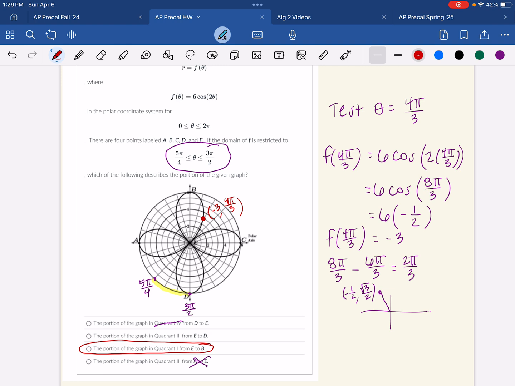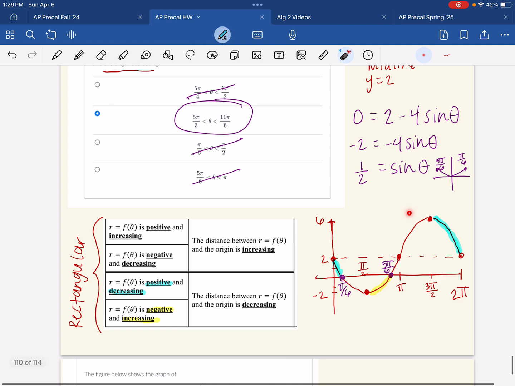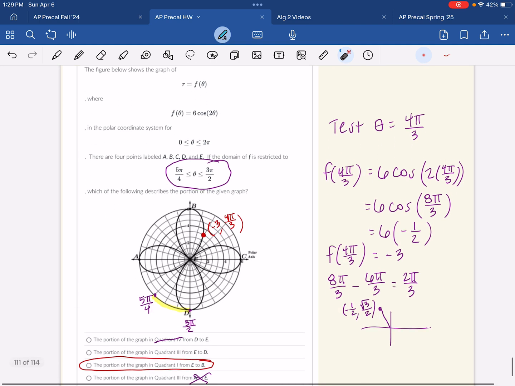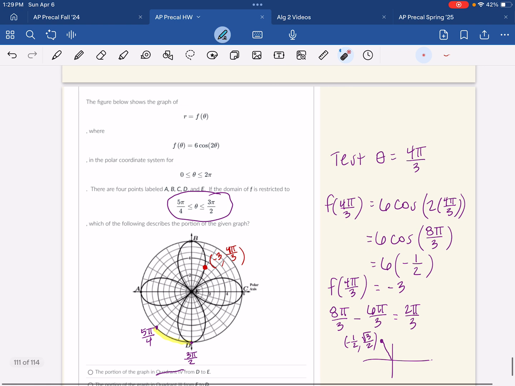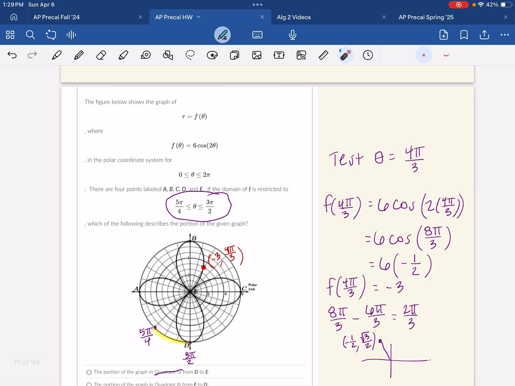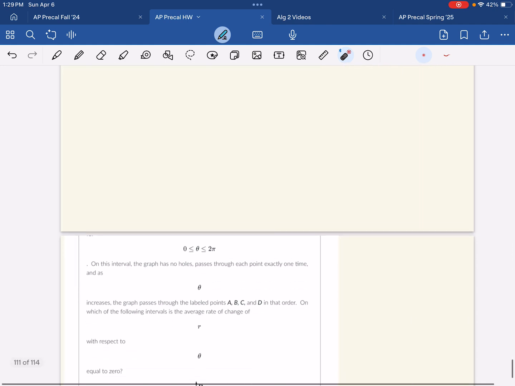If you wanted, you could also, of course, have tested the endpoints if you think that's easier, at 5 pi over 4 or 3 pi over 2. The quadrantal is easier. I just went ahead and picked the 4 pi over 3. So hopefully that helps with that question. We didn't have to go ahead and draw a rectangular graph, but we could have if we wanted to. We would just have to be careful because it has a period of only pi because of the 2 here. So we would probably have to sketch 2 periods of the function.